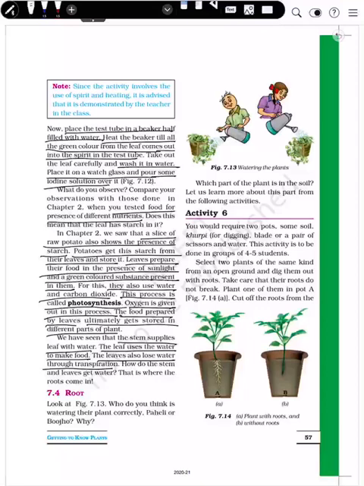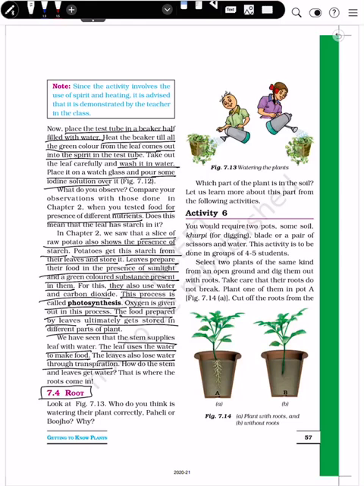This is about the functions of the leaf. Now, if we come to the next important part of the plant, that is root. For studying the importance of root and functions of root, we will do some activities to understand the concept of root.